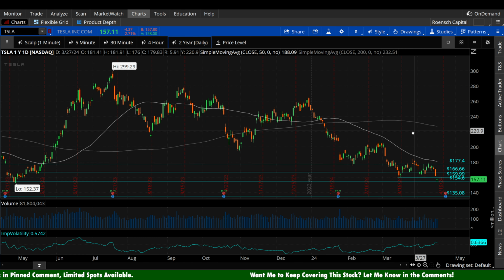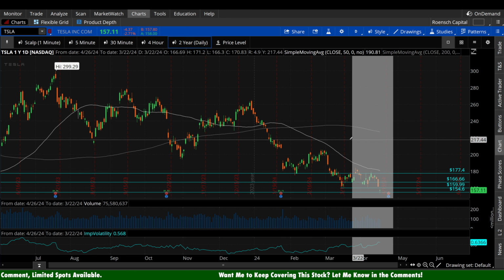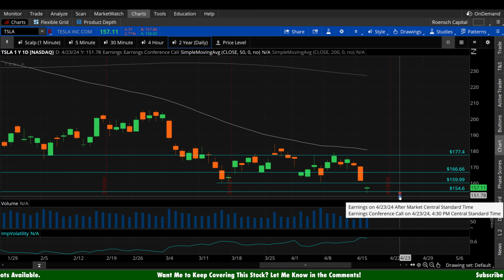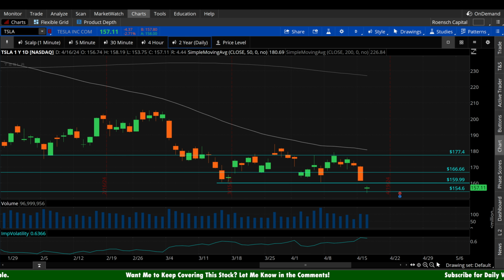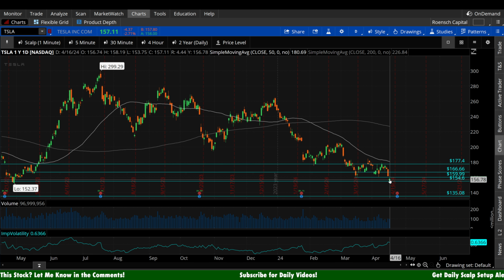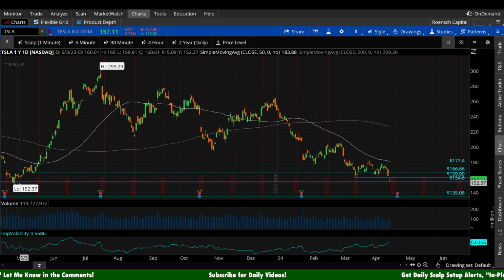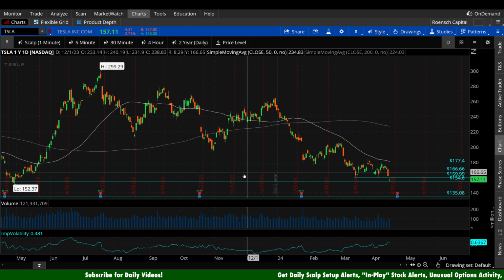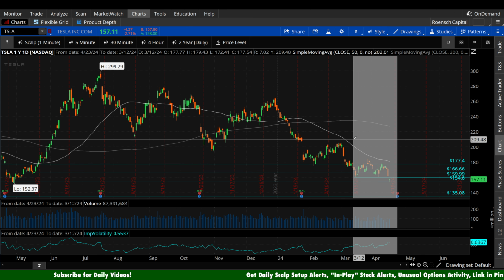So let's move on to the daily, which is the real story. And you can see that Tesla has earnings coming up on the 23rd, okay? But this thing is just lower and lower and lower lately. You can see we're hitting new lows today that haven't been seen going back to about this time last year, April 27th of 2023.